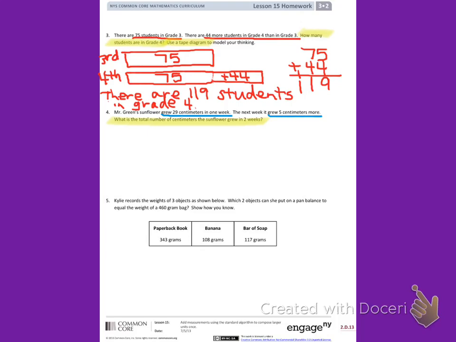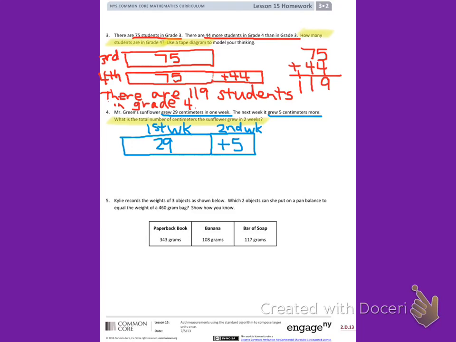I'll go ahead and draw a tape diagram to solve my problem. The first rectangle I will draw will be labeled 29. And that's going to be for the first week. And then I will add a plus 5 for the second week.